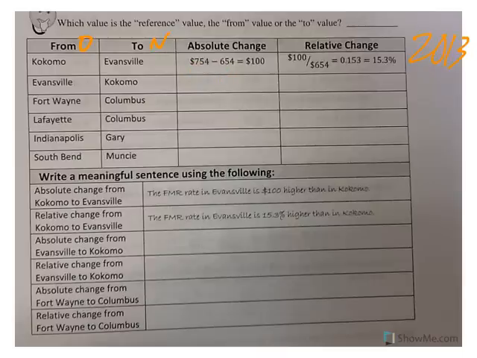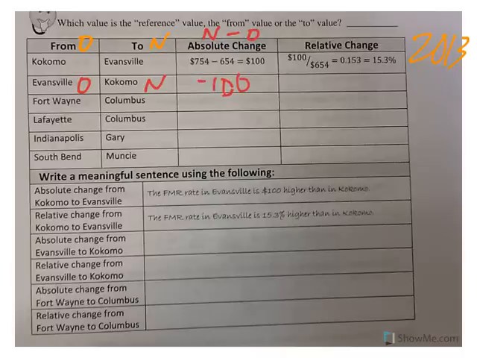Okay, we're going to do the first one together. So this time, Kokomo is new and Evansville is old. So remember, absolute change is new minus old. So I'm going to take Kokomo now, and Kokomo is 654, minus Evansville, which is 754, and my absolute change is now negative 100.